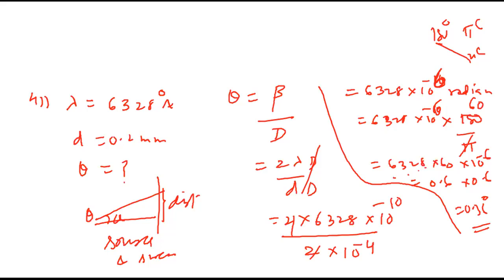Done. Then 48 we did, B is the answer, diffraction. 49. Diffraction is obtained by using a beam of red light. If red light is replaced by blue light, then the band will be narrow and crowded. Replaced by which light? Blue light. Because lambda became less, fringes come closer.